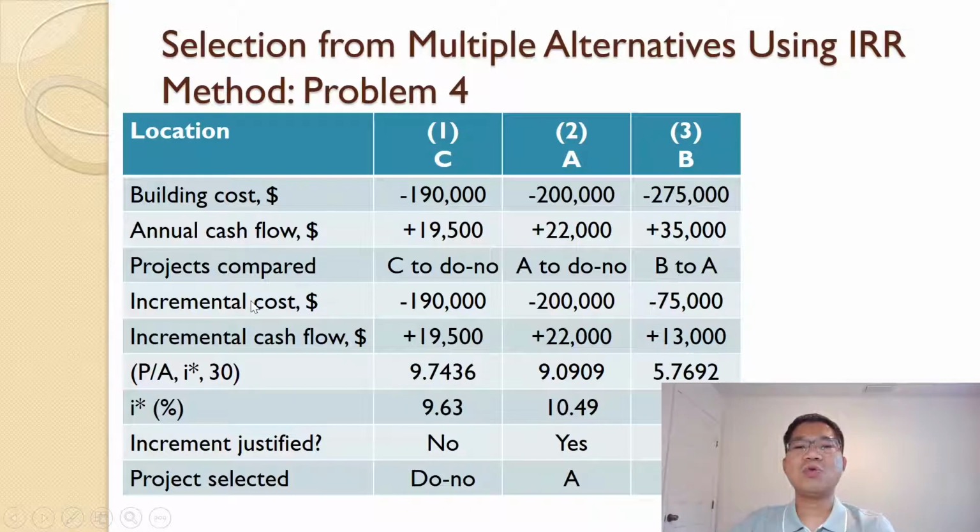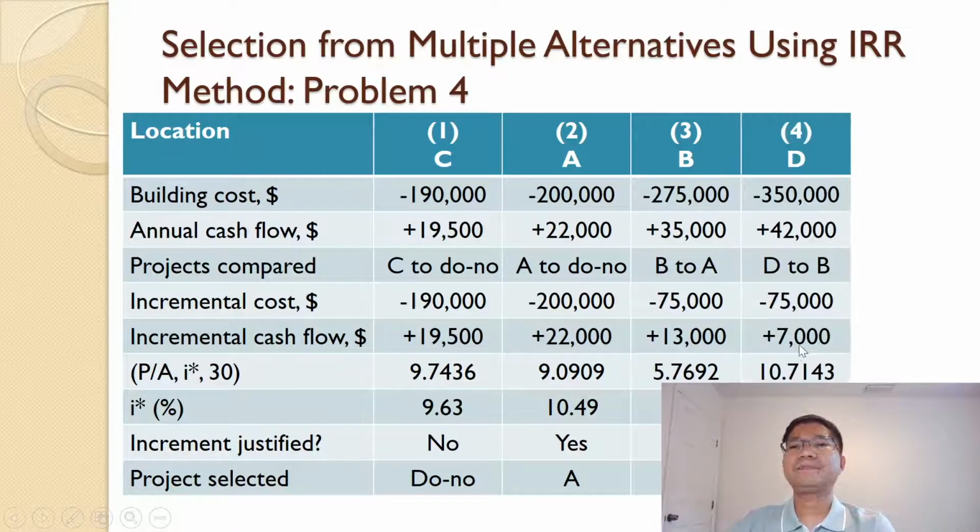So you see the incremental cost. Get that number, subtract 275 minus 200, you get negative 75. Incremental cash flow is 7,000. Get the i star: 17.28%. It's better to choose B, the challenger. It becomes the new defender. So whether to put in more money? Yes. So we choose B.